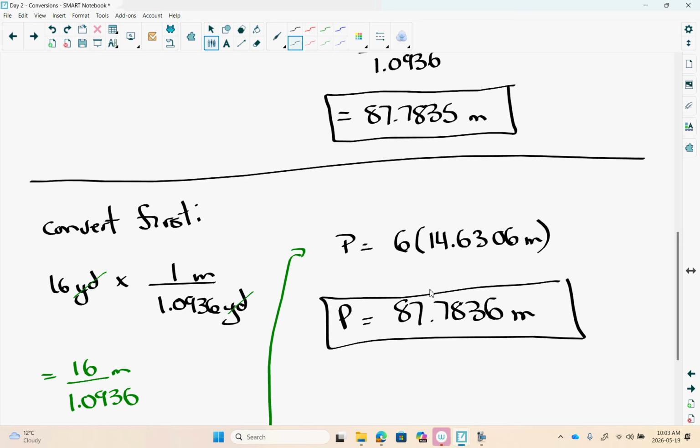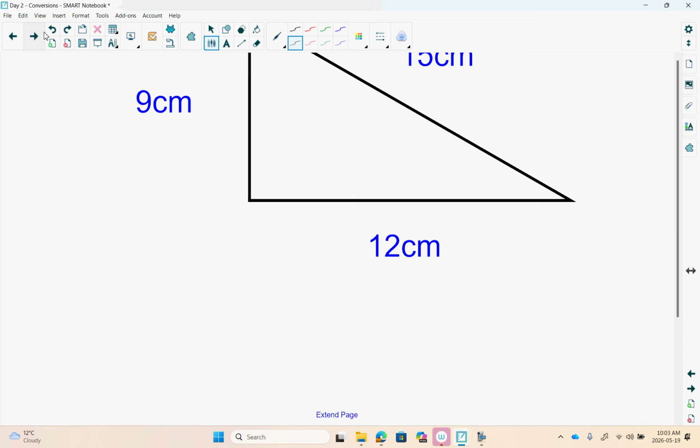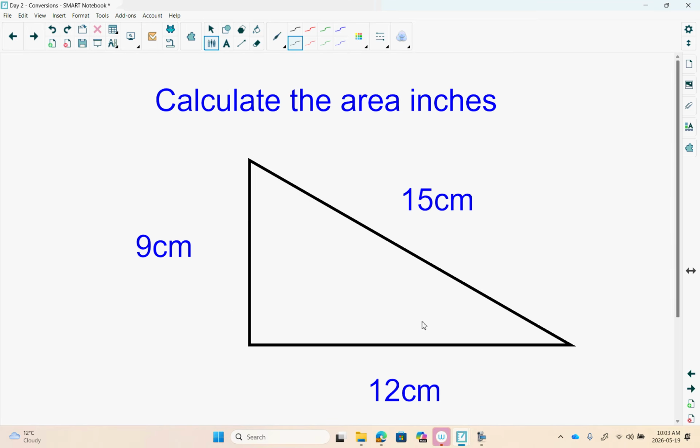Do you want to just wait till I do this example? Cool. So the next one talks about area. Here we go. It says calculate the area in inches.